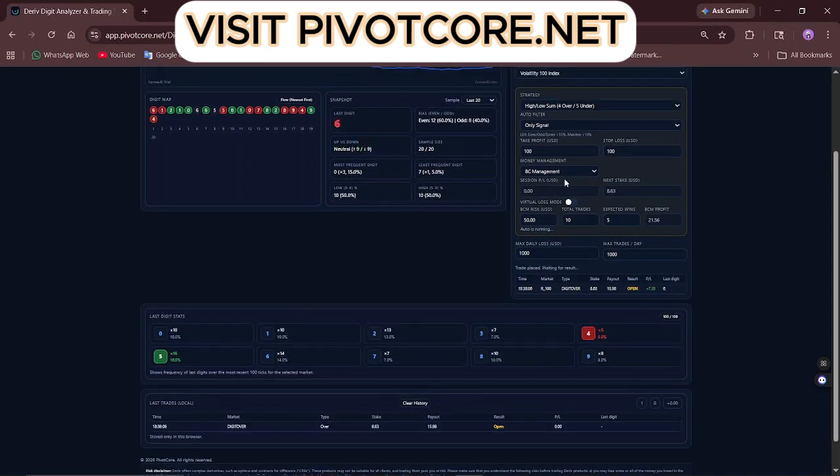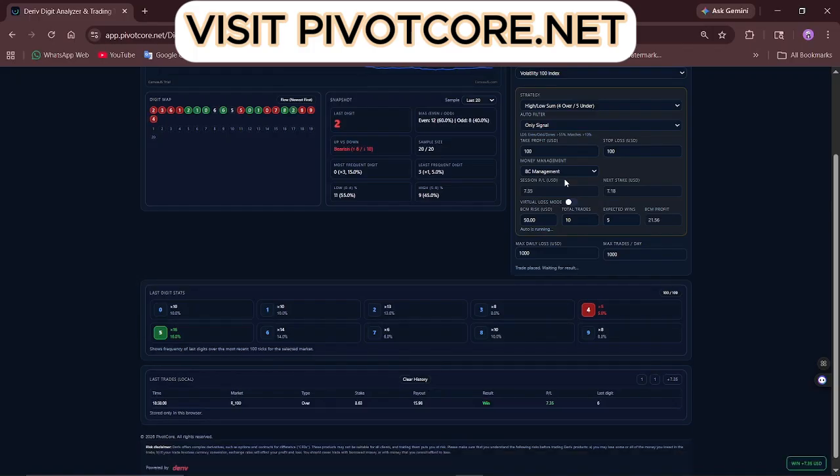If you've been trading on Deriv, you know that timing and consistency are everything. But let's be honest, staring at charts all day can be exhausting. That's why today I'm showing you a game changer. We are diving into PivotCore.net, one of the most streamlined auto trading platforms for Deriv users.